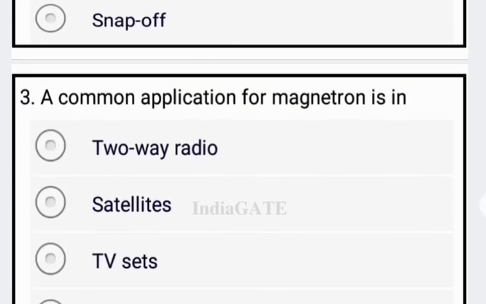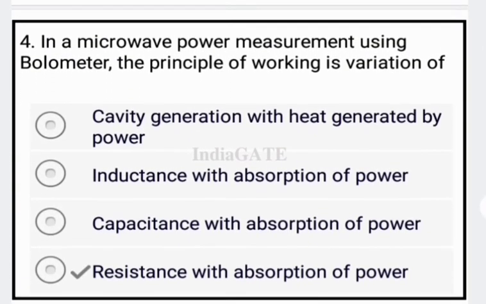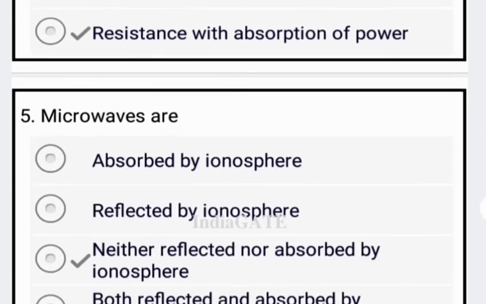Next question, a common application for magnetron is radar. So option D is your correct answer. Next question, in a microwave power measurement using a bolometer, the principle of working is variation of resistance with absorption of power. So option D is your correct answer.